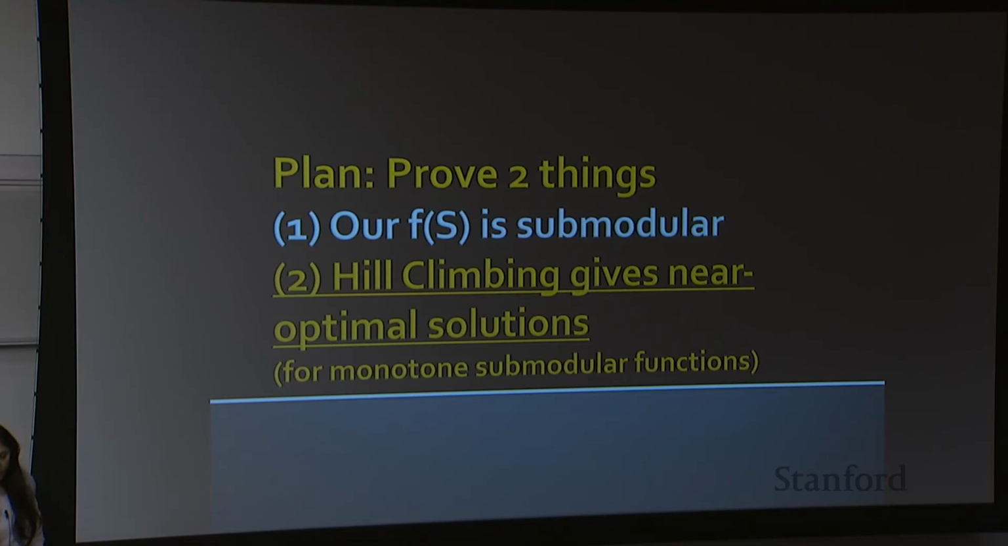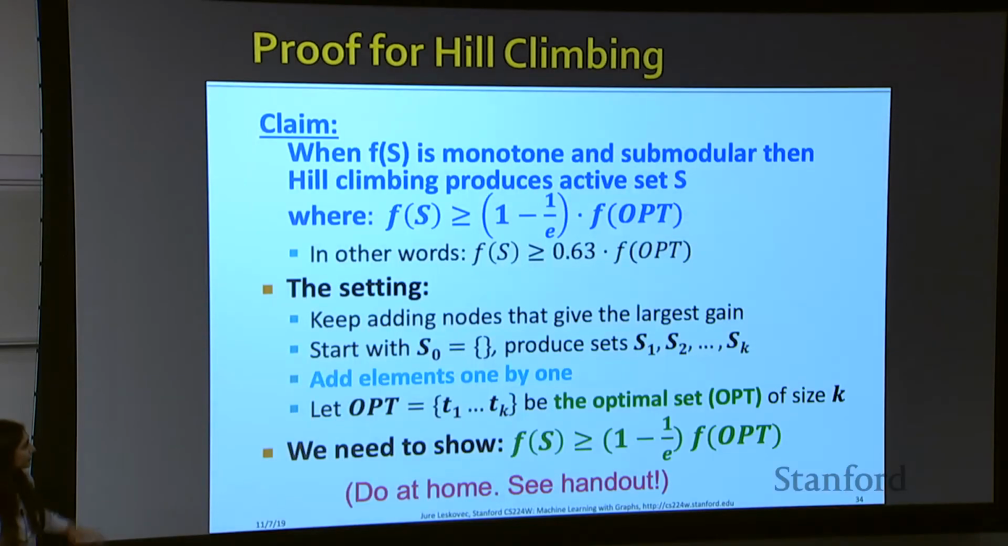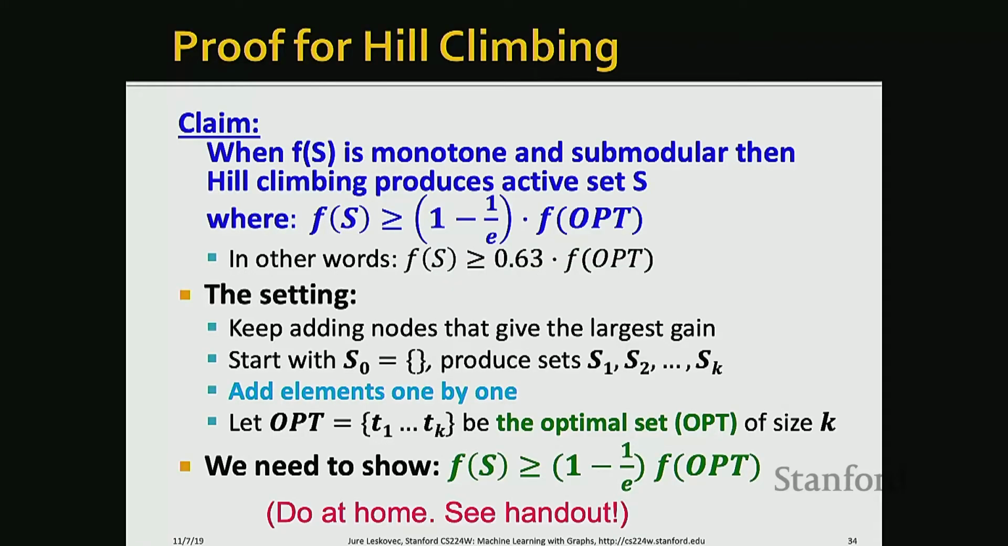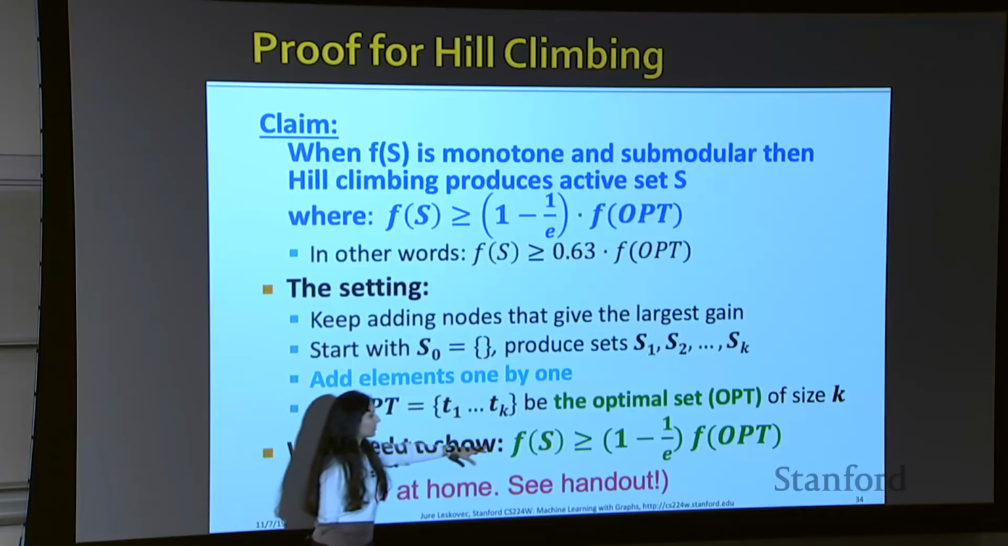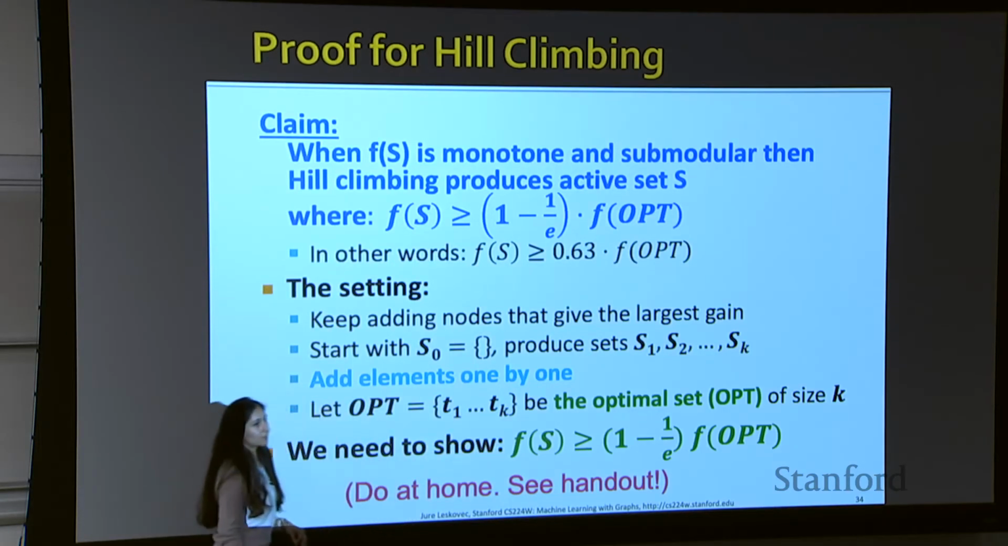Okay, so this is what you are going to see more in the handout, but 1 minus 1 over e is 63%. And the greedy, we already talked, we start with an empty subset, and then we try to add elements one by one until we get k elements. And because we have a monotone submodular function, we are guaranteed to get 63% of the optimum.